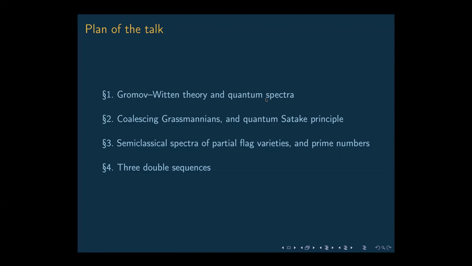After that, I will introduce some sort of limits of these quantum spectra, which I will call semi-classical limits of these spectra, in the case of partial flag varieties. And at that point, I will let appear this connection with prime numbers. In the last part of the talk, I will focus on the study of three arithmetic double sequences that will play, as you will see, a special role in creating such a bridge.